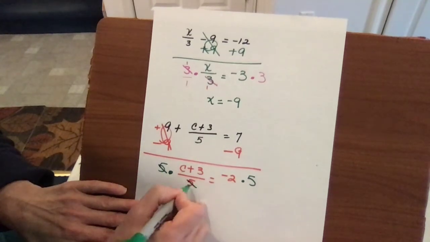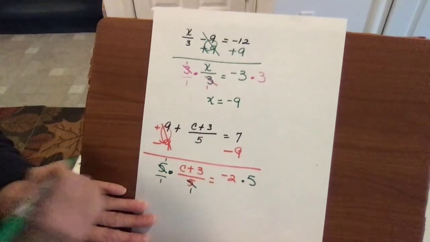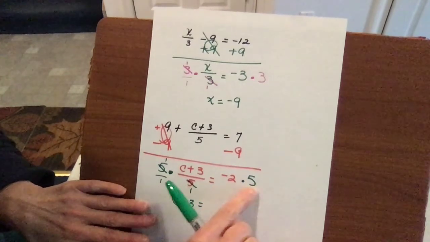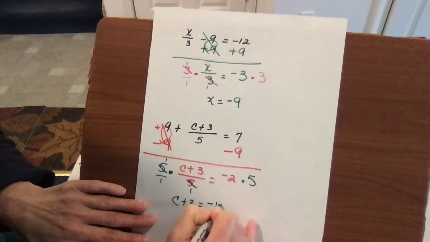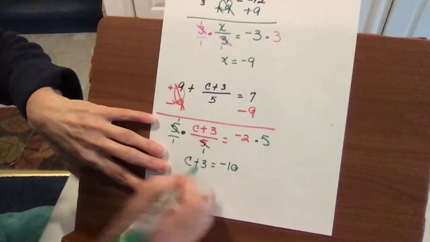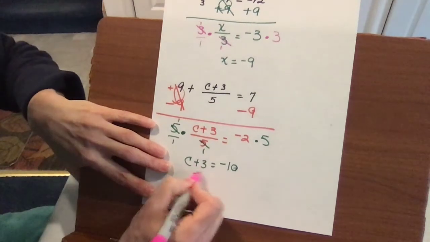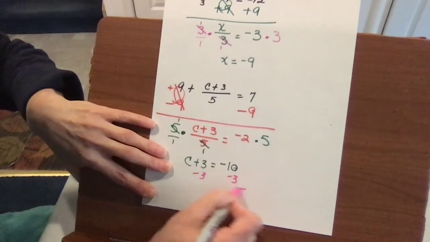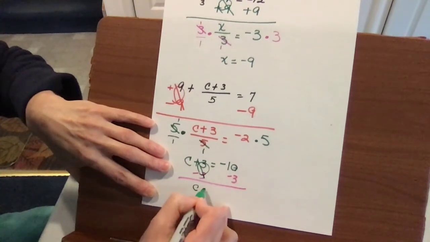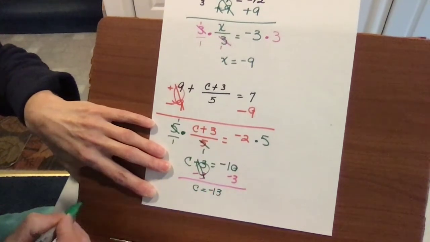So this will cancel with this. Remember that guy's over 1. So we get c plus 3 equals negative 2 times 5 is negative 10. Whoops. All right, and now what we're going to do is subtract 3 on both sides. And we will have 0 here, and c equals negative 13.